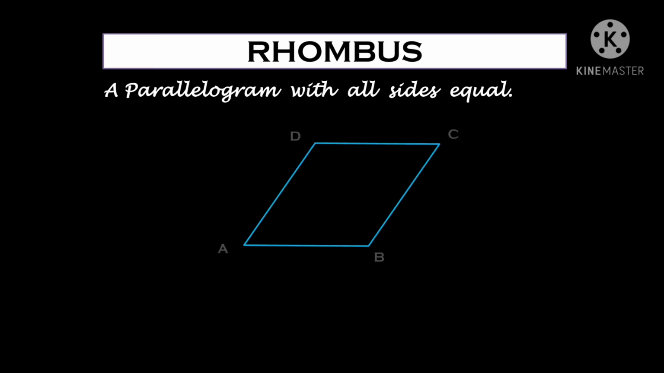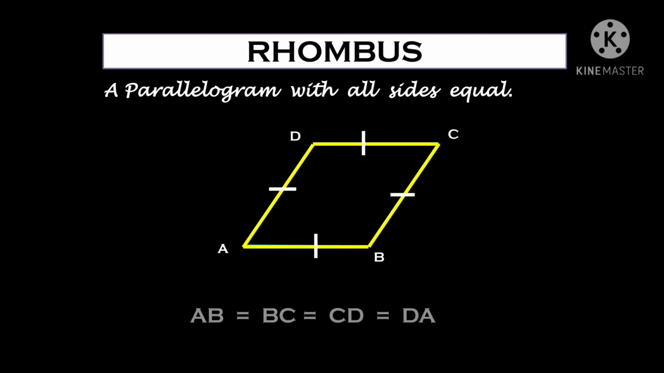Next parallelogram is a rhombus. How is a rhombus formed? If in a parallelogram all four sides are equal, then it becomes a rhombus. So let's consider this parallelogram in which all the four sides are equal, then it becomes a rhombus now. So ABCD is considered as a rhombus because all the sides are equal. AB is equal to BC, BC equals CD and CD equals DA.